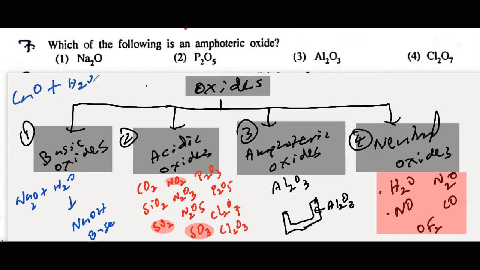If you add quicklime plus water, you get slaked lime, calcium hydroxide. That is a base. Any hydroxide is a base, and any hydroxide turns phenolphthalein pink. Any hydroxide, ammonium hydroxide, any hydroxide is basic, right?